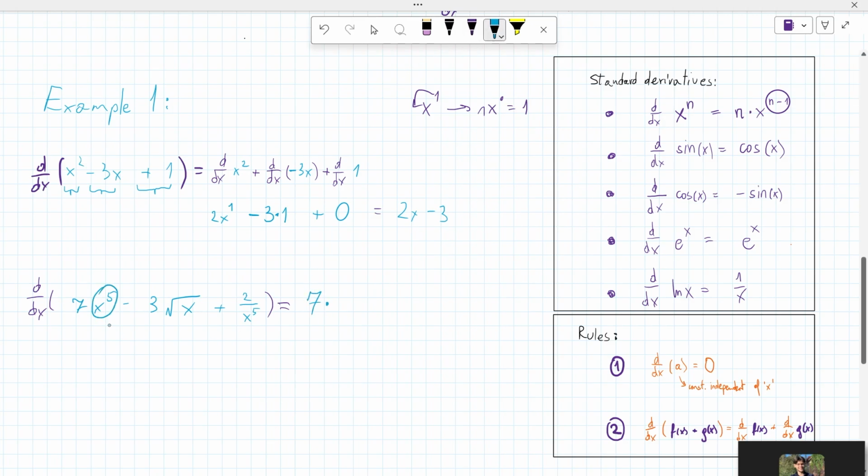And now what's the derivative of x to the power of 5? Well, it's going to be 5 times, the power goes to the front, 5 times x to the power of 1 less than 5, so x to the power of 4. Yeah, the exponent goes down by 1. And then, what is this? This is some square root. What is the square root? I don't have square roots here. How am I going to deal with this?